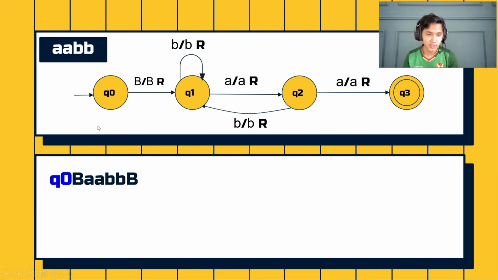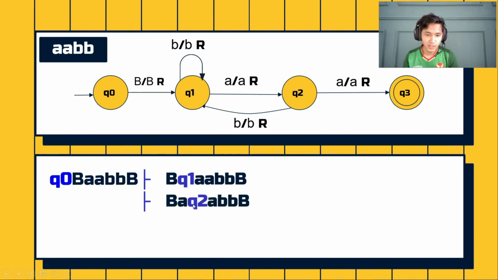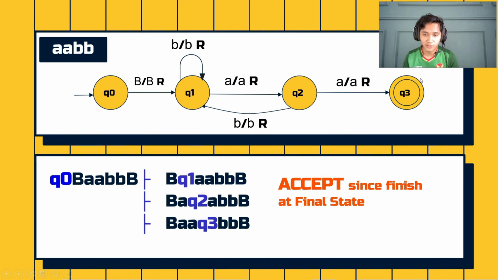So let's go to the first tracing. First we use the blank input, so Q0 will go right to Q1. Like this. And the next input is A. So Q1 will go to Q2 right, and the input is A. Right now the state is Q2 and we read the next input A. So Q2 will go to Q3 with input A and go to the right. Since we finish at the final state, it will accept.